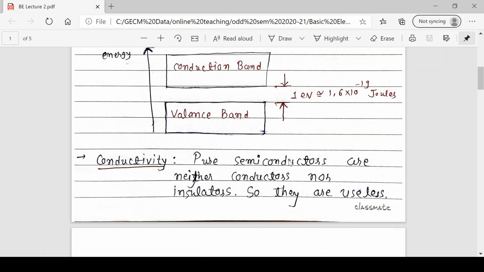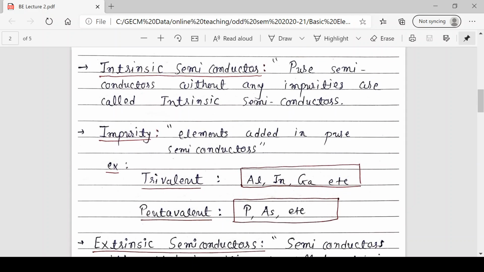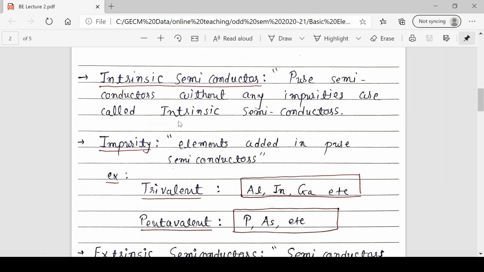So now what to do? The answer is you need to define three terms. The first term is intrinsic semiconductor. In other words, it is a pure semiconductor. So pure semiconductors without any impurities are called intrinsic semiconductors, which are silicon and germanium. And as I told, intrinsic or pure semiconductors are of no use for engineers, specifically for electronics.